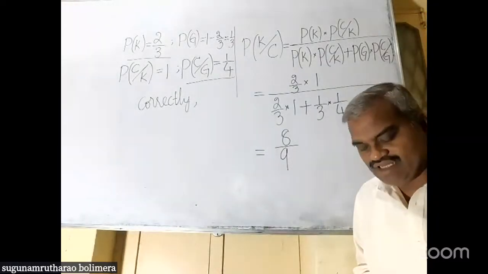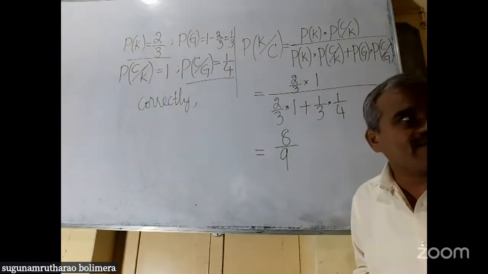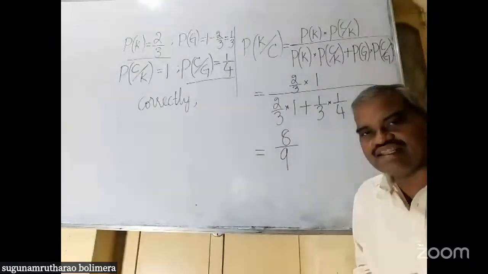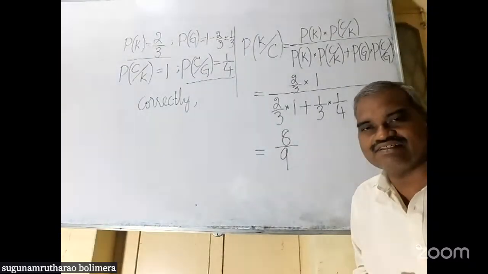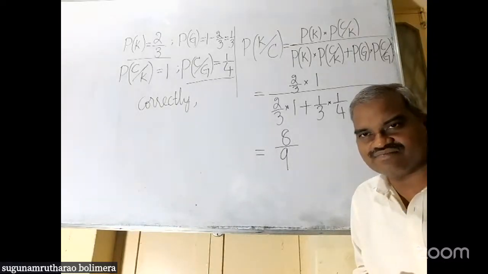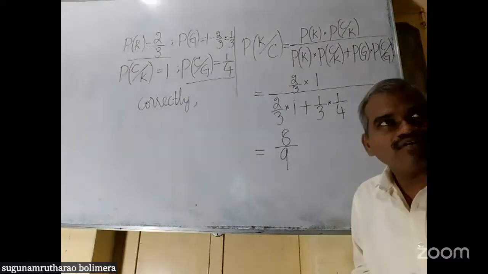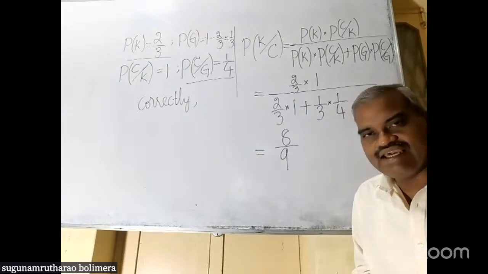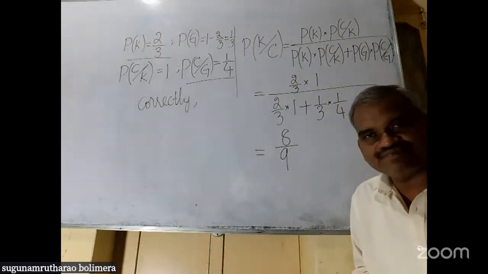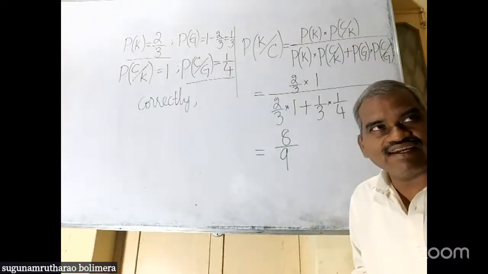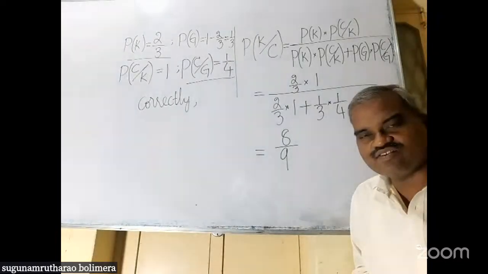Now write down discrete, D-I-S-C-R-E-T-E. Discrete random, R-A-N-D-O-M, random variate, V-A-R-I-A-T-E. Discrete random variate. Variate or variable, you can write. A variate capital X is said to be discrete.